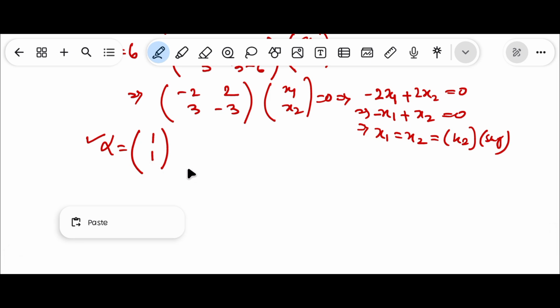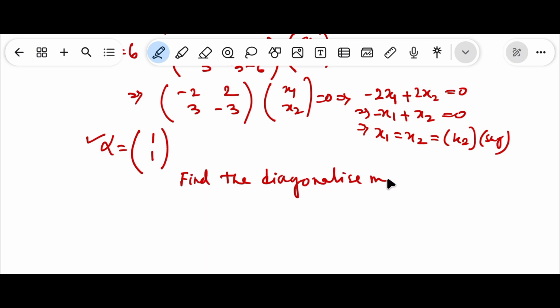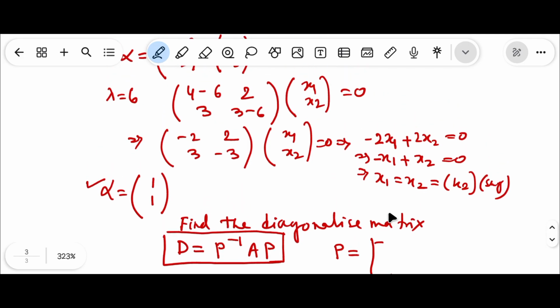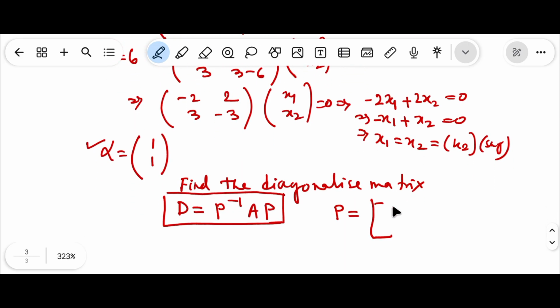Now students, if the question says find the diagonalized matrix, then the formula for the diagonalized matrix is P inverse AP, where P is the matrix of eigenvectors. So that is minus 2, 3 and 1, 1.